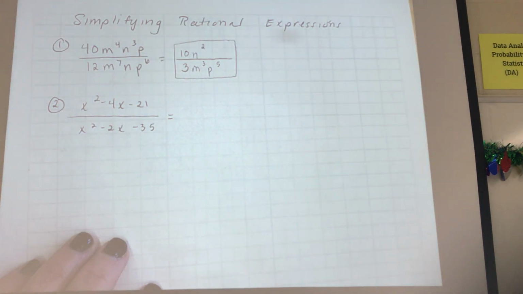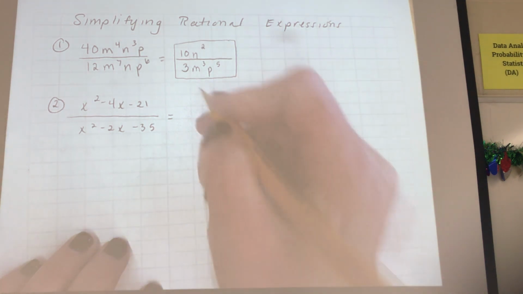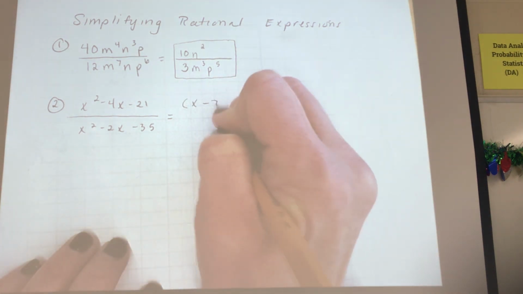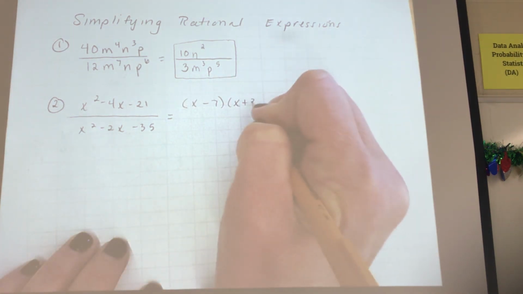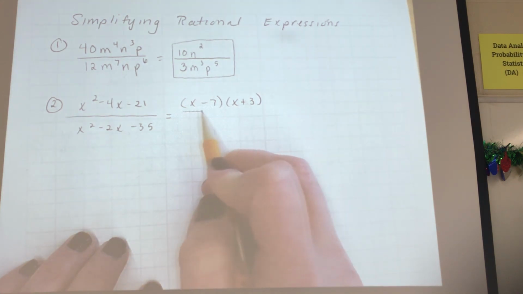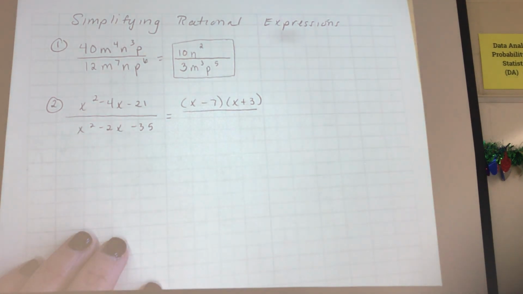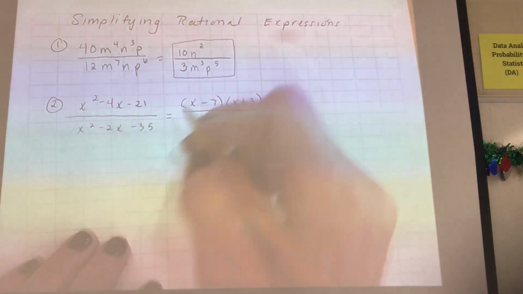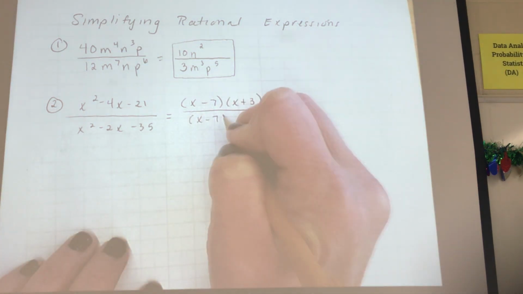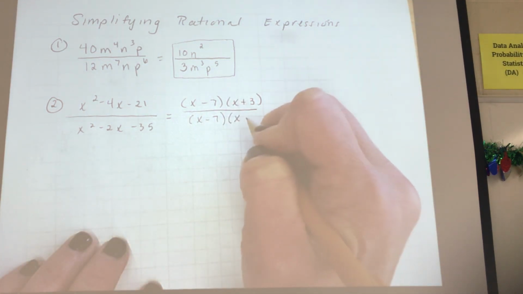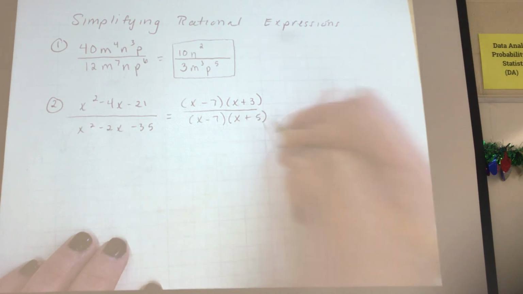Let's see, I need numbers that multiply to negative 21 and add to negative 4. So I'm looking at x minus 7 times x plus 3. And then in the denominator, multiplies to negative 35 and adds to negative 2. And that's going to be x minus 7 and x plus 5.